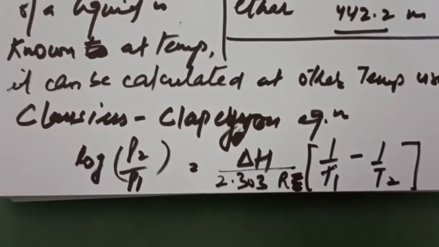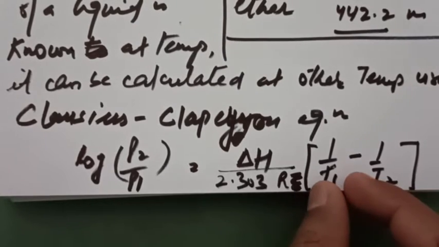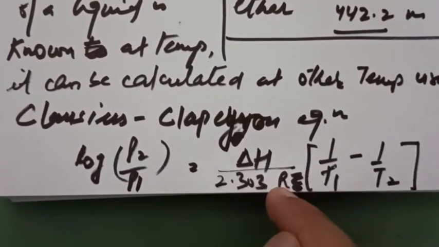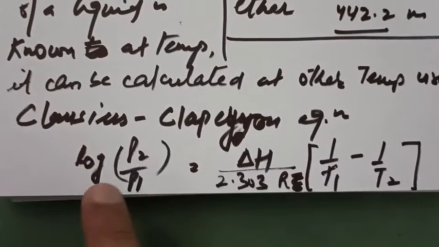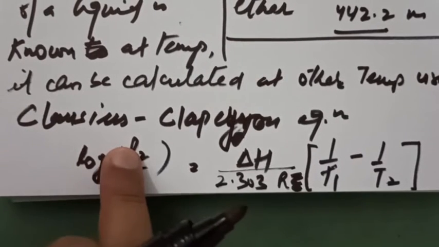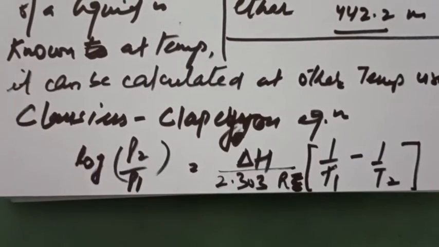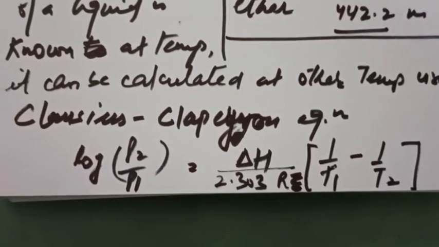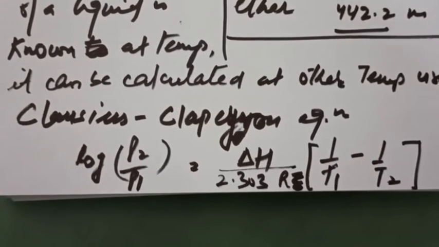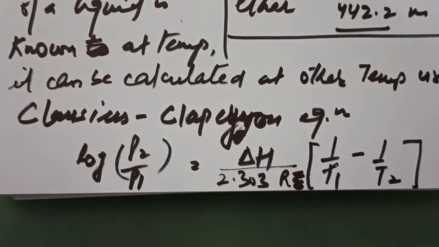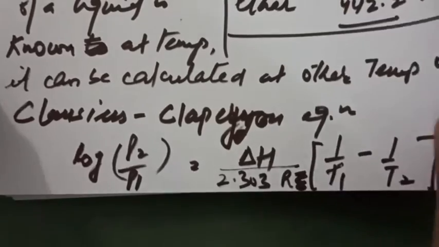So we will know these, R we know is the gas constant, delta H we will know, so what we have to find is P2. So this is the actual equation for calculating the vapor pressure at any other temperature if the vapor pressure at one temperature is given. Understood? So this is how we can calculate the vapor pressure of any liquid at different temperatures. Okay, so this is all about the vapor pressure.